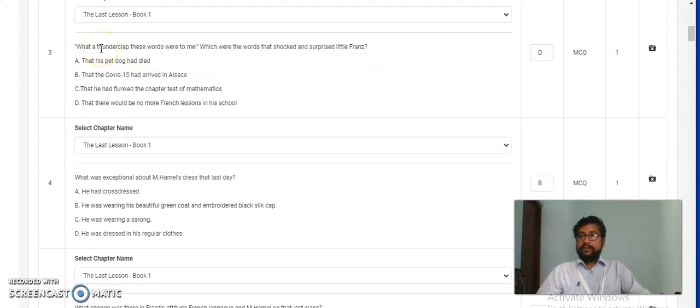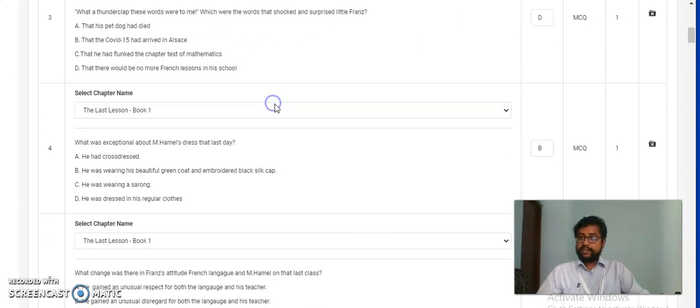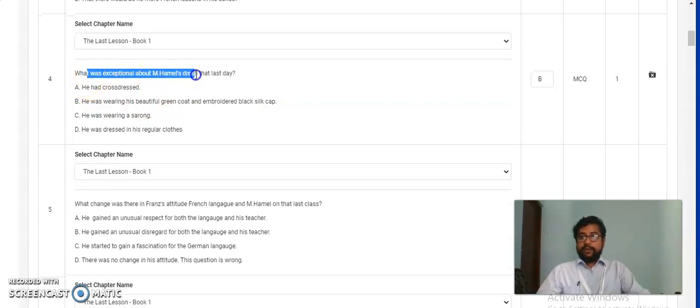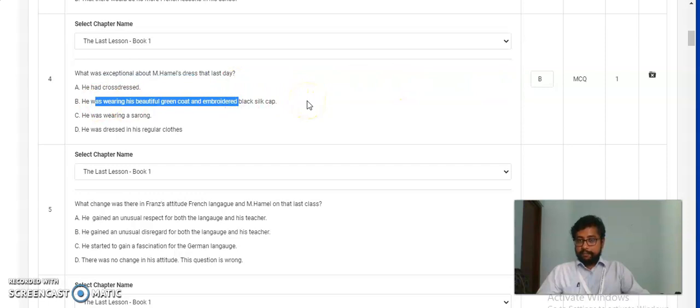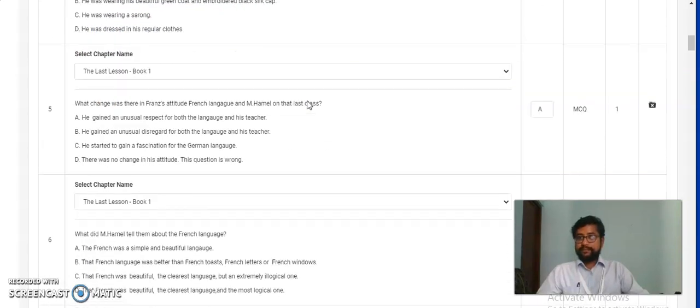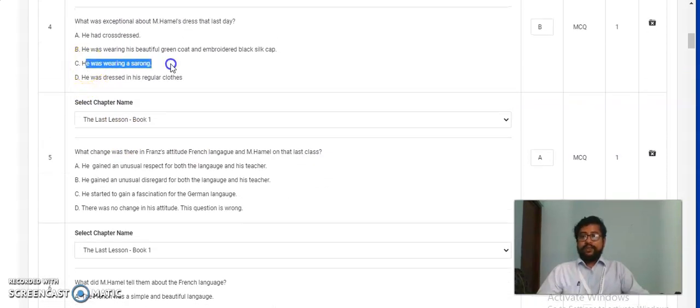What a thunderclap these words were to me. All right, which were the words? Option D, there will be no more French lessons in his school. What was exceptional about Monsieur Hamel's dress that day? Number B, he was wearing a beautiful green coat and an embroidered black silk cap. Option C, he was wearing a sarong.